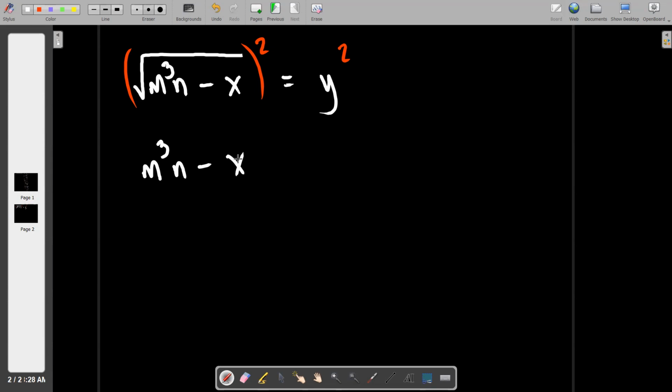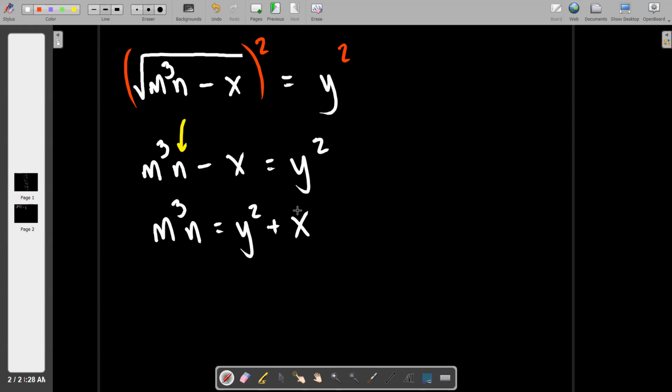Good job, you guys. No math over there. Equals what? Nice job. And we're solving this problem for n. So I assess the landscape and I say, okay, I see you, n. You're right there. Got a target on you now. So what would be the next logical move? Add that x back across. So we have m cubed n equals y squared plus x.